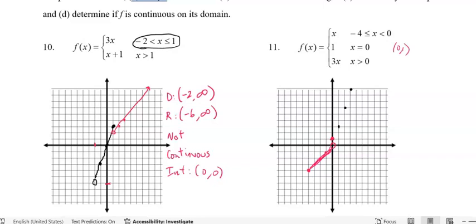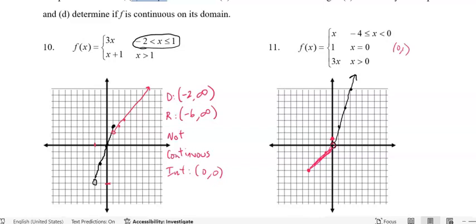Okay, and it doesn't include the origin. So it's kind of like I've got another open circle here. Red and black are both open. And it's going that way forever.